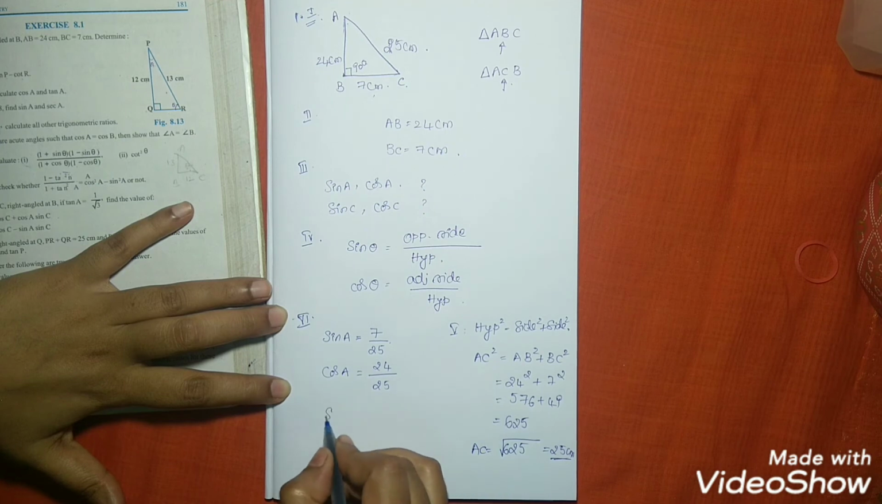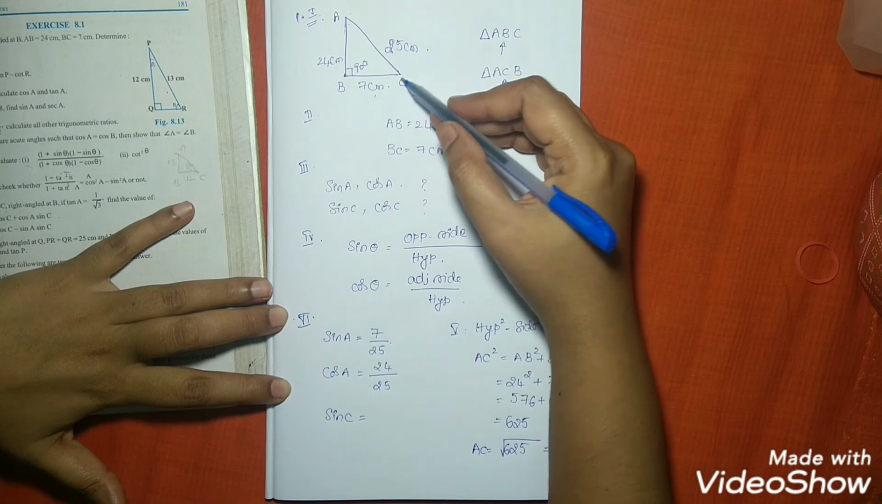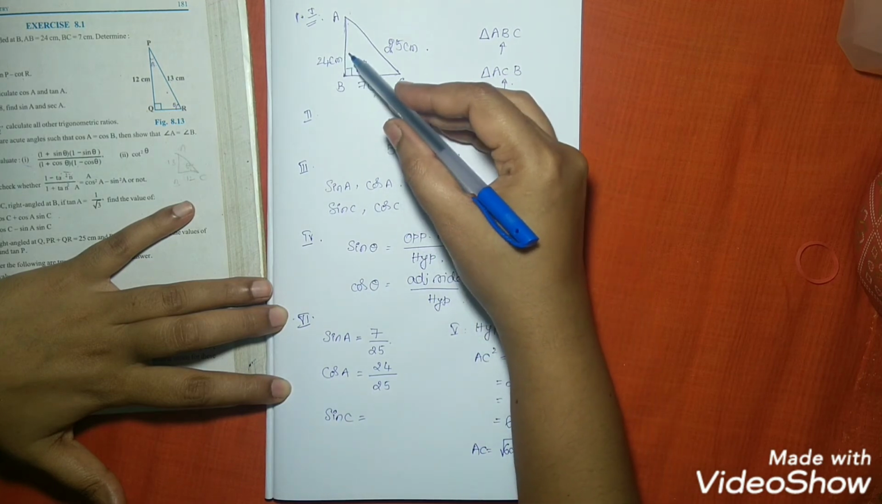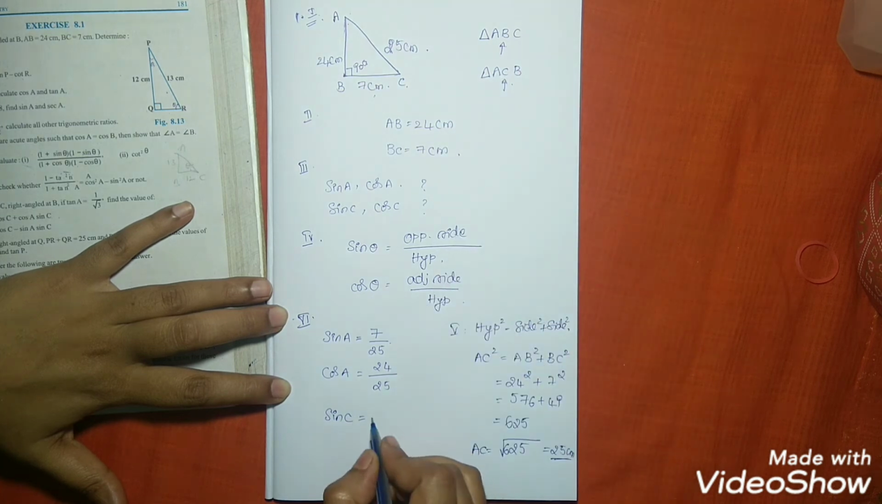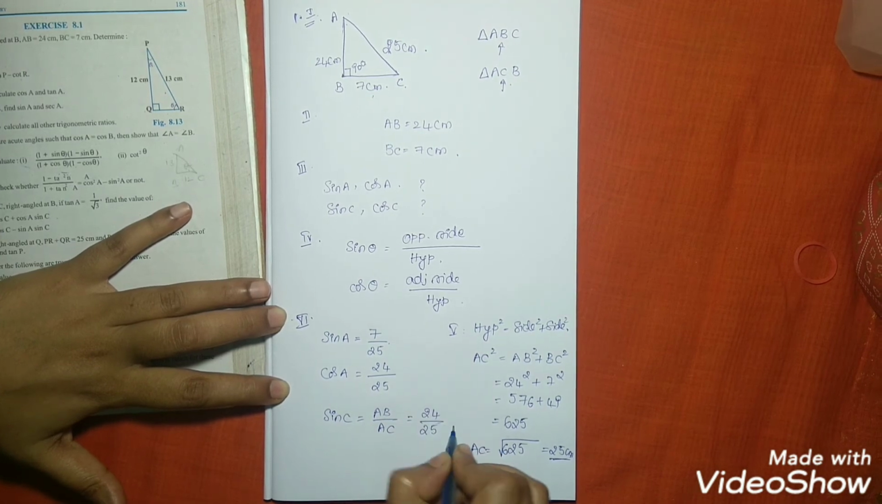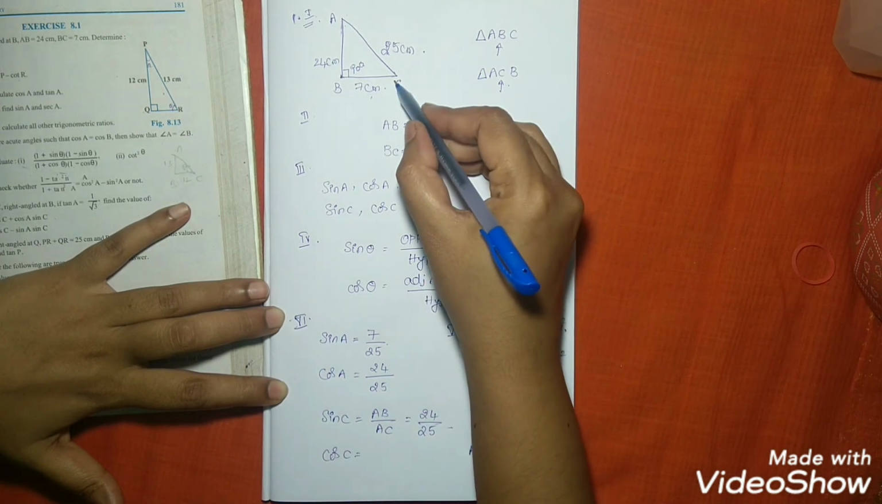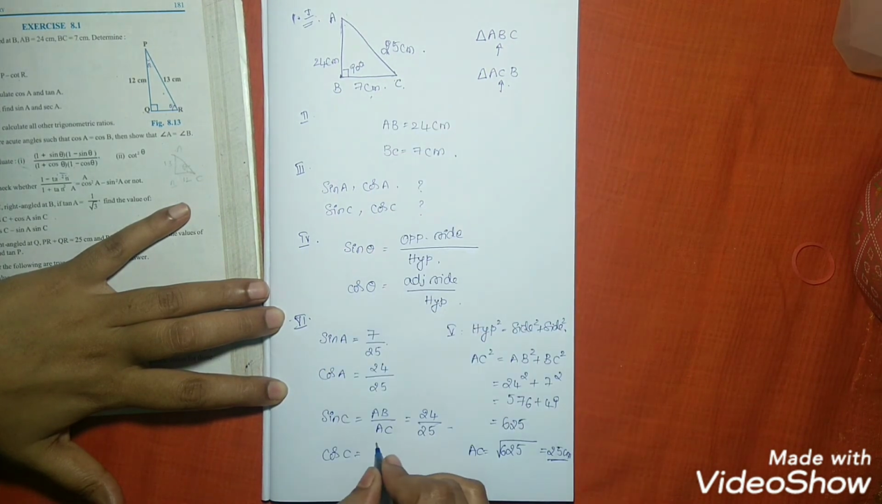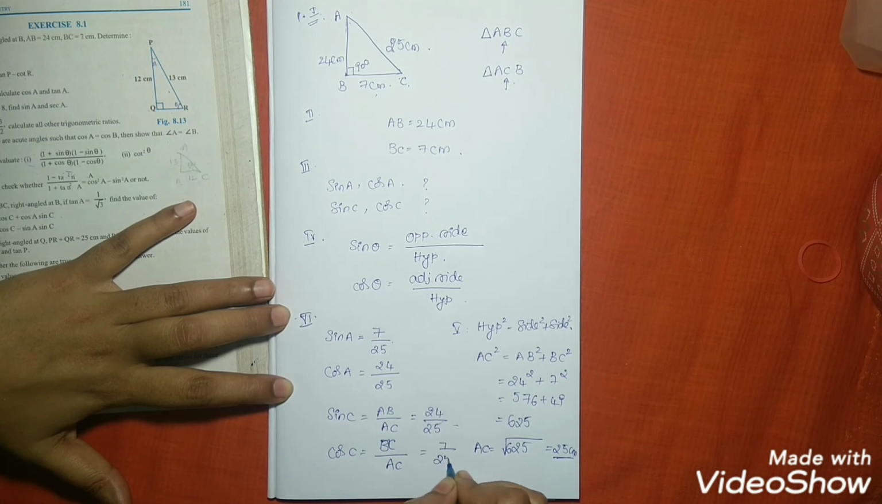Then sin C. For angle C, opposite side is 24 centimeter and hypotenuse is 25. That you can write as AB by AC, which is nothing but 24 divided by 25. Then cos C, adjacent to angle C is 7 centimeter. That is BC divided by AC, which you can write as 7 divided by 25.